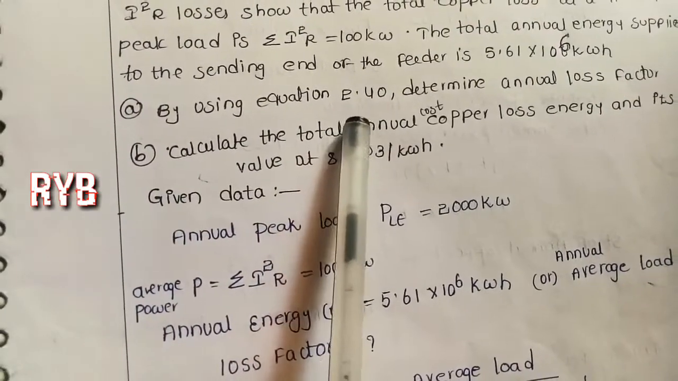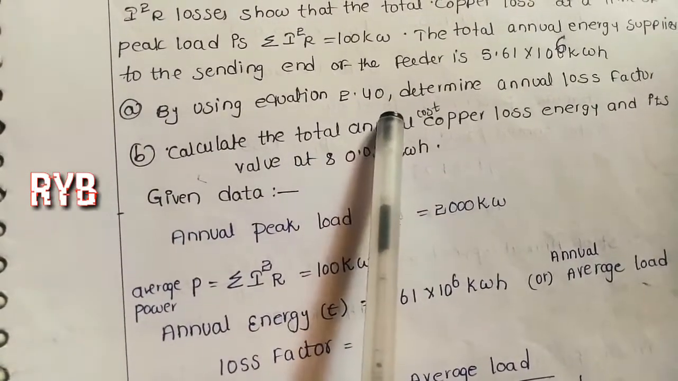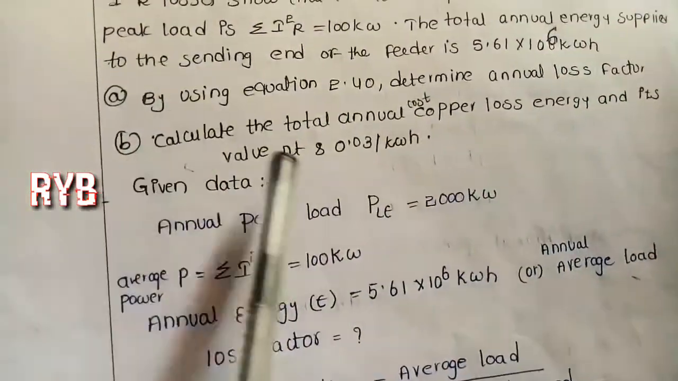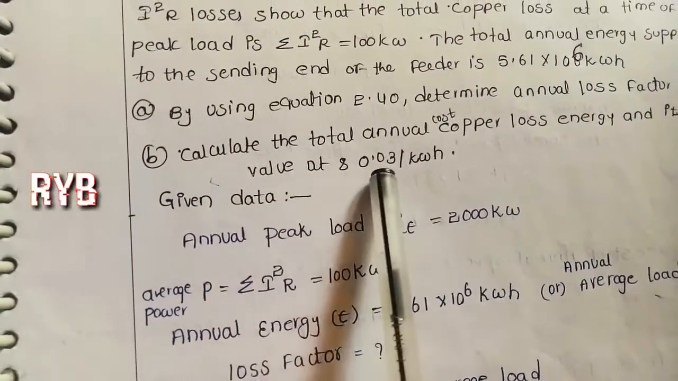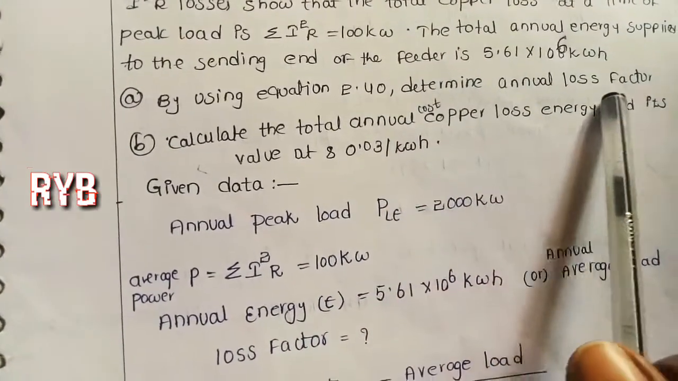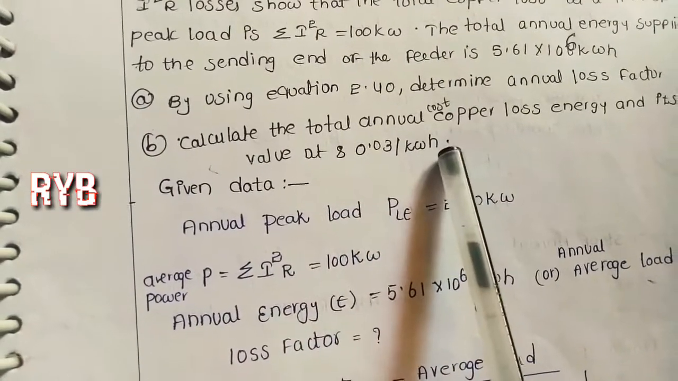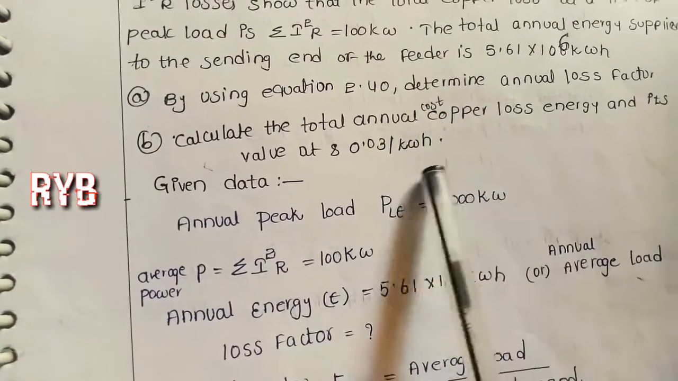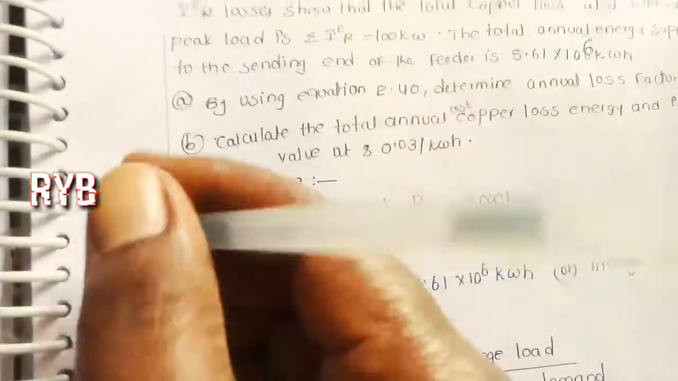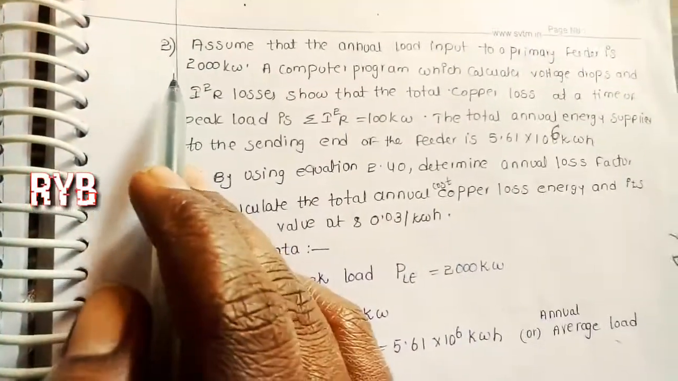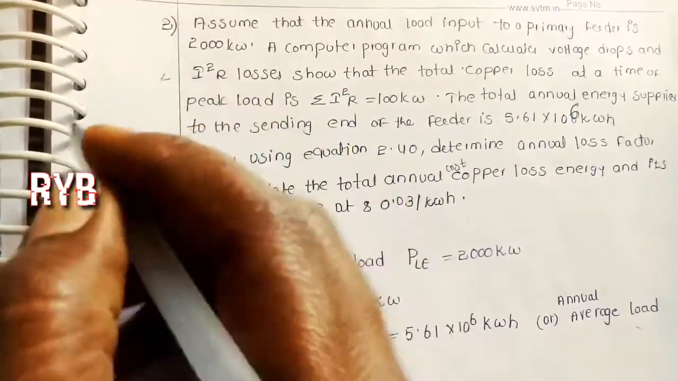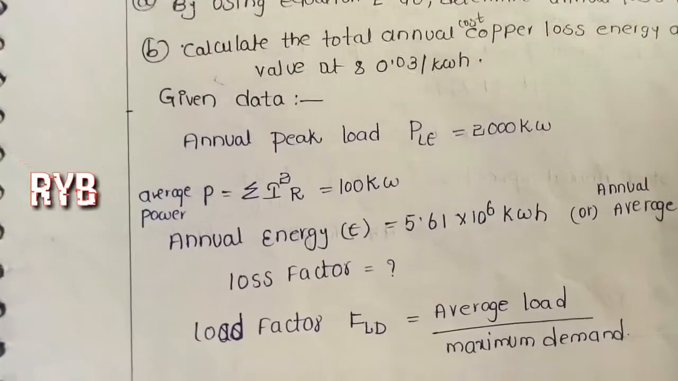By using equation 2.40, the relation between loss factor and load factor, that equation we have to use. Determine the annual loss factor, and calculate the total annual copper losses and energy and its value at 0.03 per kWh. It is a very important numerical problem based on electrical distribution systems. It was also previously asked in examinations.